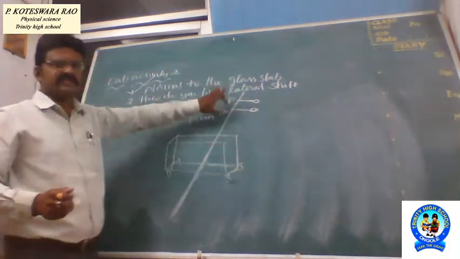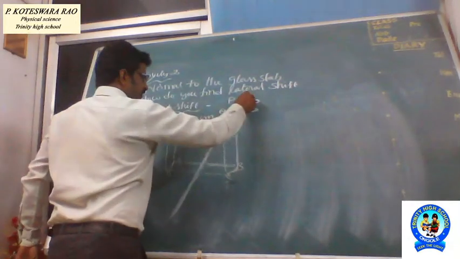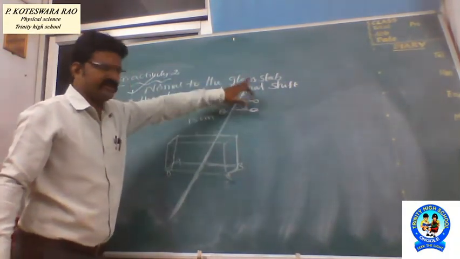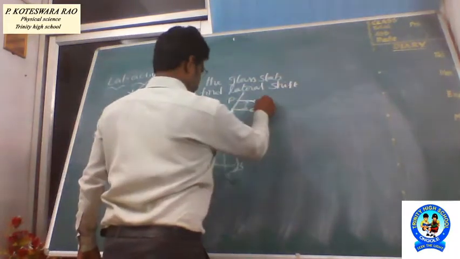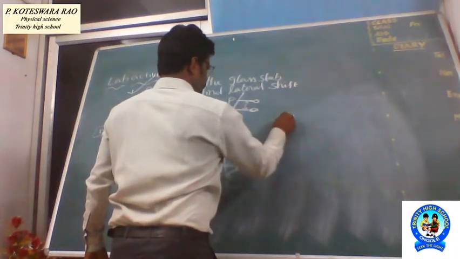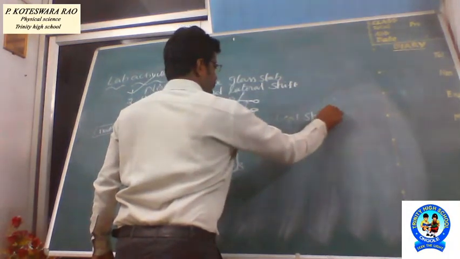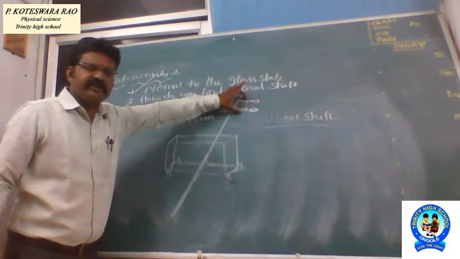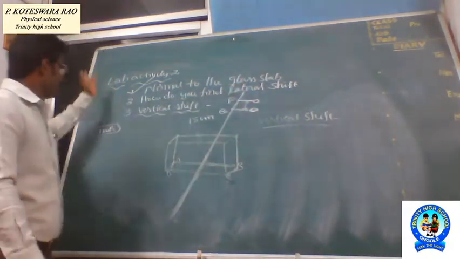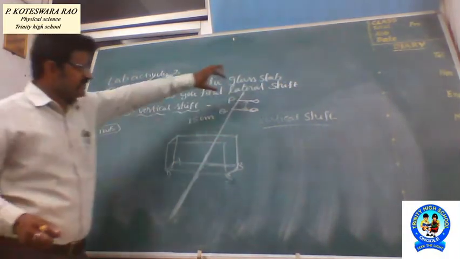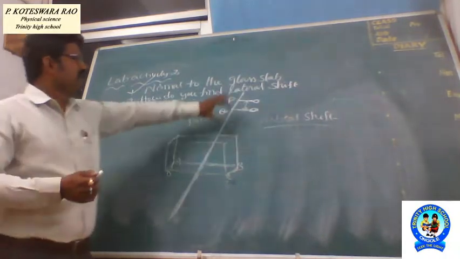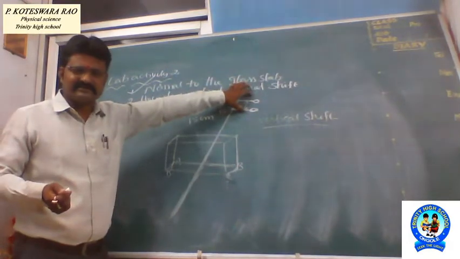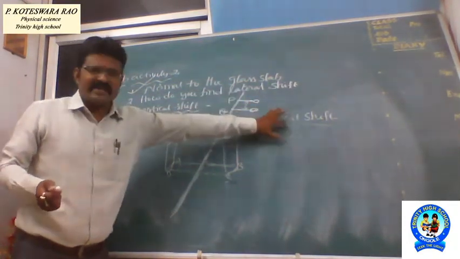This is P and this is Q. Measure the distance between these two lines. The distance between these two lines, the distance between two parallel lines, we already discussed, that is lateral shift. The distance between two vertical lines is called vertical shift.